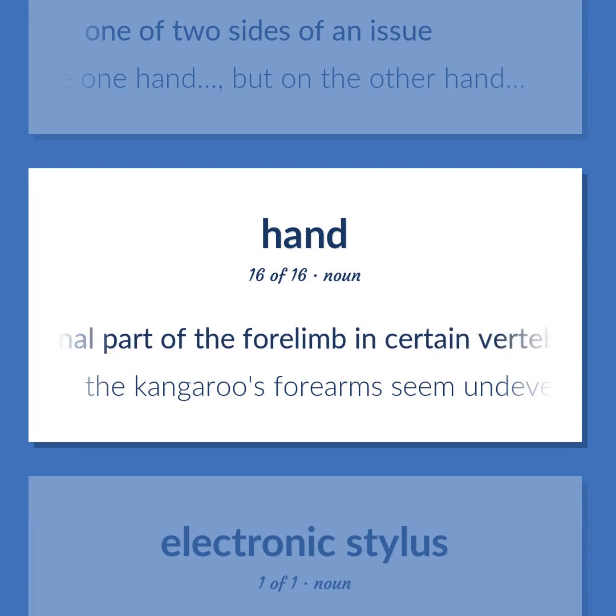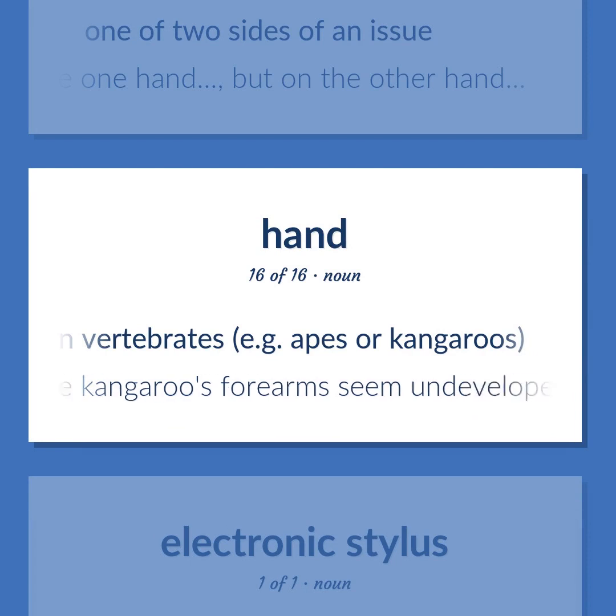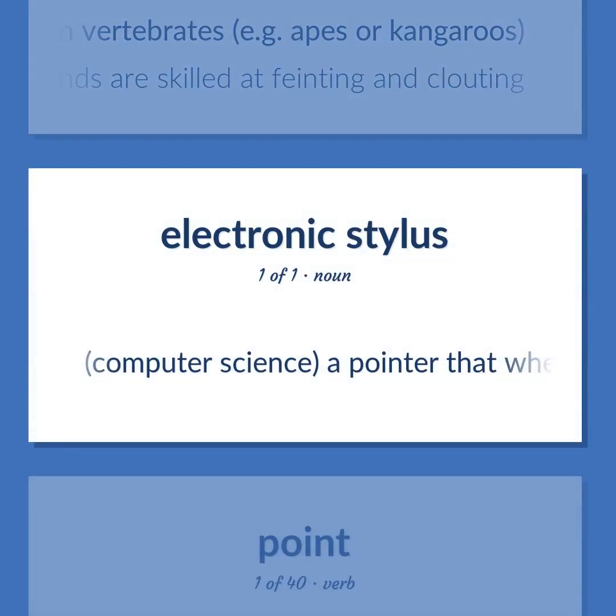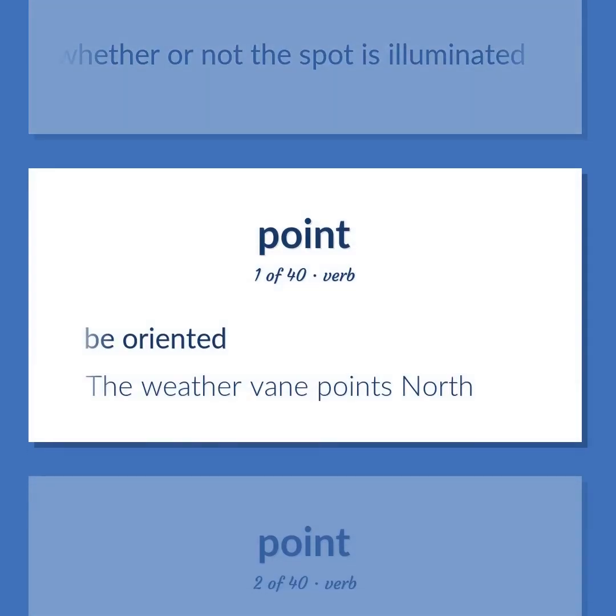Terminal part of the forelimb in certain vertebrates, e.g. apes or kangaroos. The kangaroo's forearms seem undeveloped but the powerful 5-fingered hands are skilled at feinting and clouding. Computer science, a pointer that when pointed at a computer display senses whether or not the spot is illuminated. Be oriented. The weather vane points north.